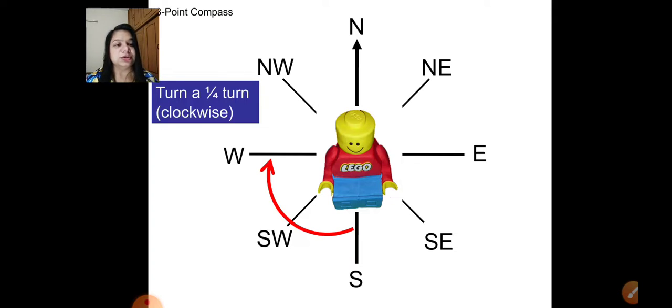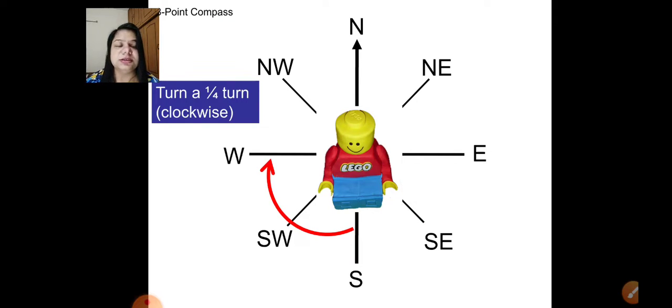East to south, it is 1/4 of the turn. South to west, again it is 1/4. And west to north, it is 1/4. Simply we have divided the full turn into 4 equal parts, or you can say when you turn a 90 degree angle, that is 1/4 of the turn. Okay. So when the Legoman, just check how he will take a 1/4 turn in clockwise direction.